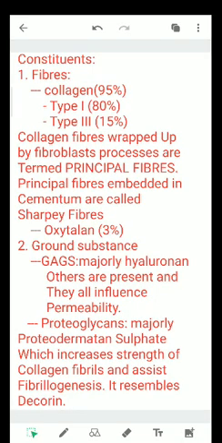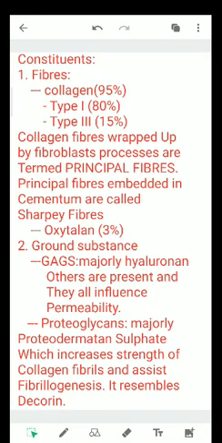Now, the collagen fibers are wrapped up by the processes of the fibroblasts. Fibroblasts are cells in the ligament, and when the processes of these fibroblasts wrap these collagen fibers, they are termed principal fibers. Now, the principal fibers embedded in the cementum are called Sharpey's fibers. If you can take yourself back to the extrinsic acellular cementum, you remember that the fibers come from the periodontal ligaments. Now, these fibers are principal fibers, but when they are embedded in the cementum, they are called Sharpey's fibers.